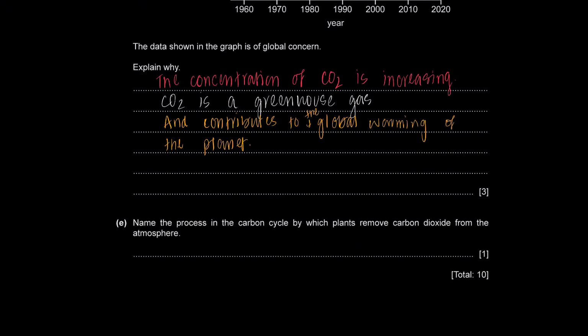Name the process in the carbon cycle by which plants remove carbon dioxide from the atmosphere. What is that process they refer to? It's the photochemical synthesis. I'm just being fancy. There's no such thing. Photosynthesis. It increases. That is a harmful gas, harmful for humans. Causes global warming. Why is it harmful? Because it's a greenhouse gas and it increases global warming.